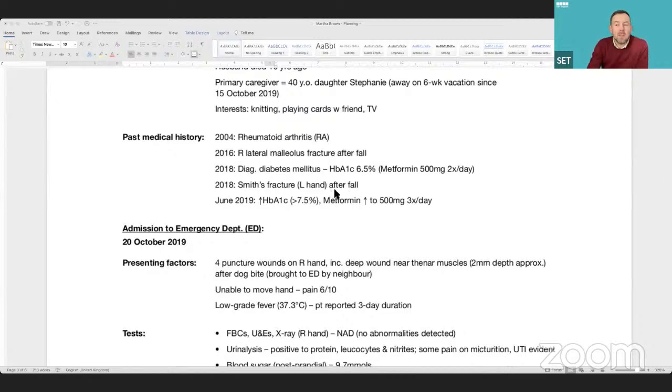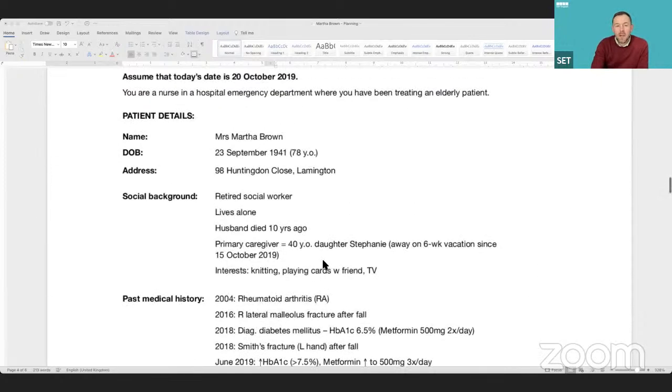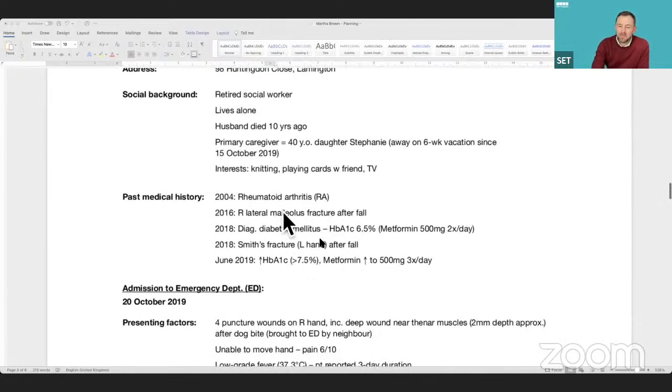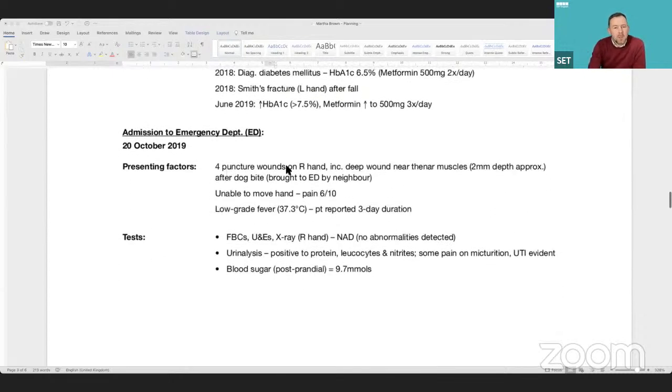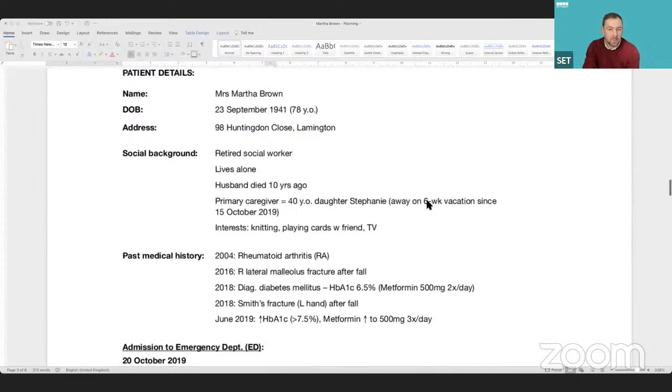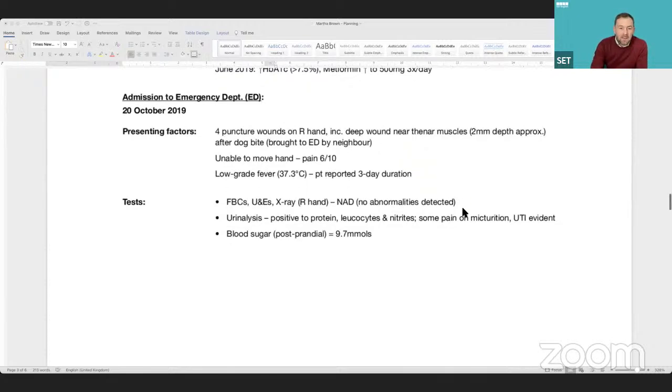Now, I'm just going to go back and look at what the plan is. So, no, it doesn't really talk about monitoring her medication, does it? So I'm not really that focused on this medical history. All right, let's keep having a look. So what was the situation? What happened to her? Four puncture wounds on right hand, including a deep wound near the thenar. Okay, it's a dog bite. So she's had a dog bite, and that's five days after her daughter went away. She's her primary carer. So she's being treated for that.